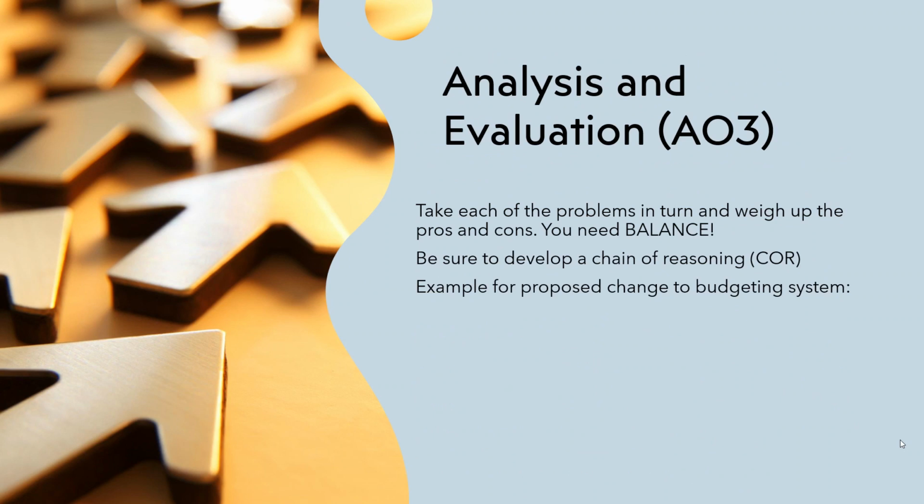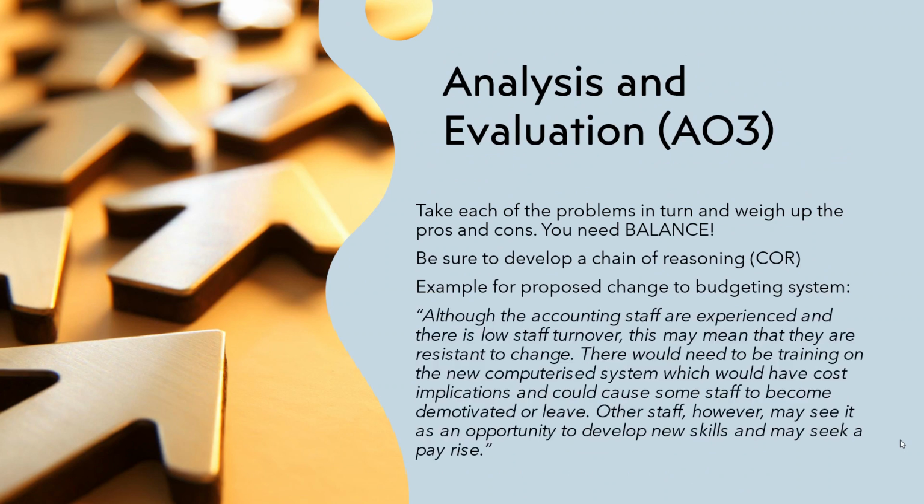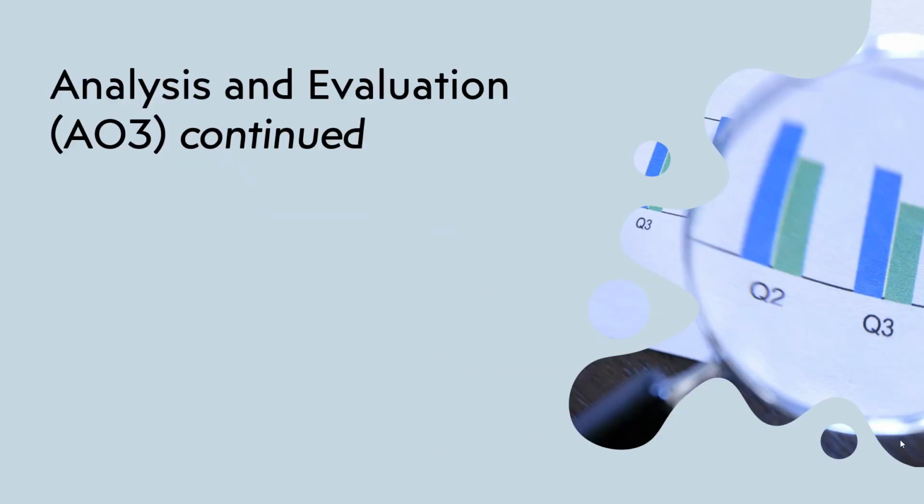So an example for the proposed change to the budgeting system, you could say that although the accounting staff are experienced and there is low staff turnover, this may mean that they are resistant to change. There would need to be training on the new computerized system, which would have cost implications and could cause some staff to become demotivated or leave. Other staff, however, may see it as an opportunity to develop new skills and may seek a pay rise. So we're putting some balance in there, pros and cons, and pointing out some of these things are going to have a cost impact and reduce profits.